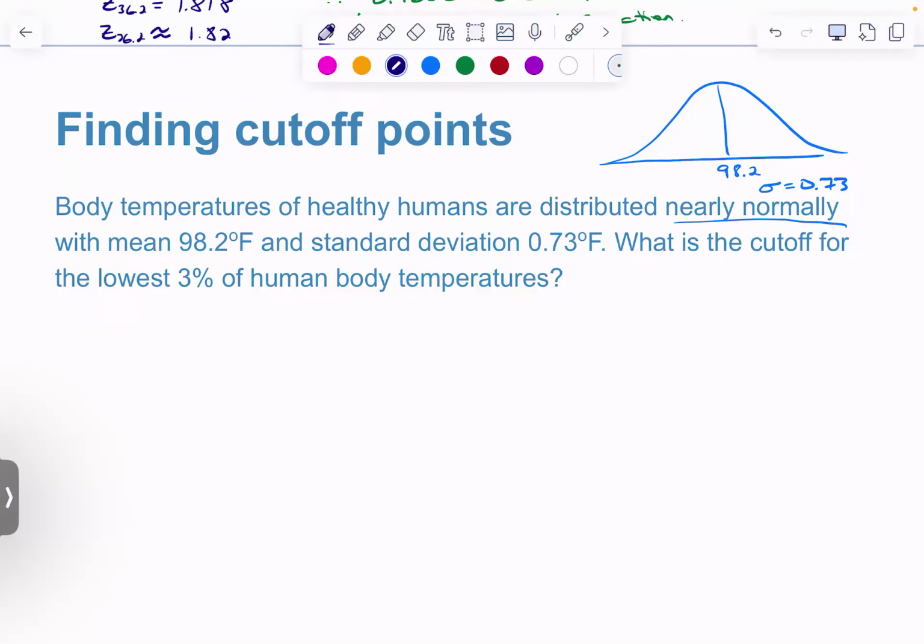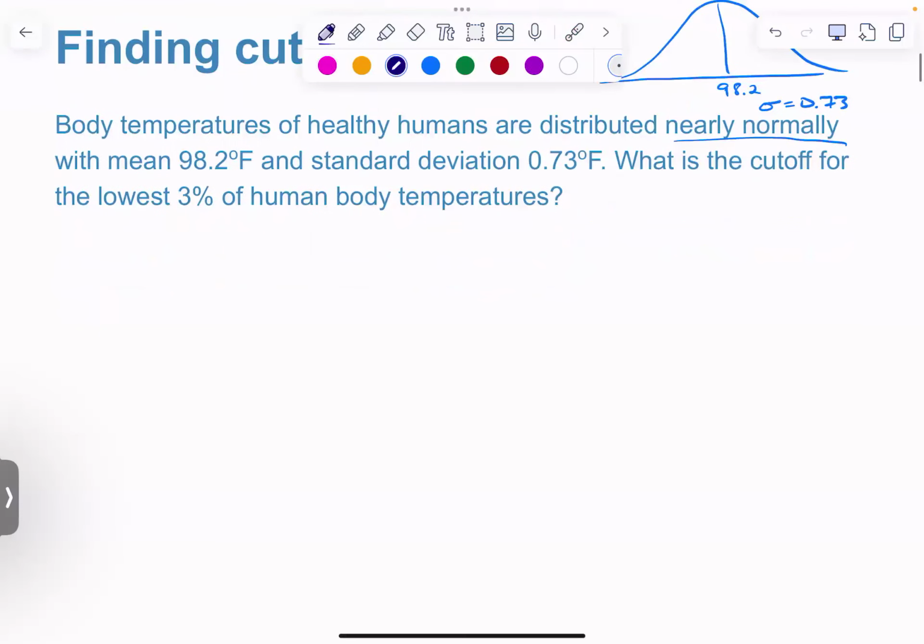And so I'm going to draw this curve out again, and you can draw it as many times as you want. You could have drawn it down here, but as soon as you see nearly normal, I want you to start drawing a curve, because it will help you eventually, even though it doesn't feel like it now.